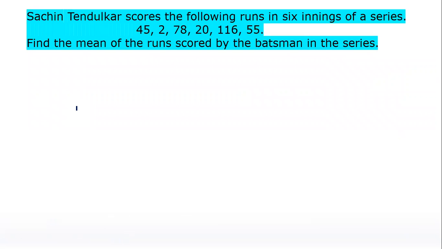Now let's take one more example. Sachin Tendulkar scored the following runs in 6 innings of a series: 45, 2, 78, 20, 116, and 55. Find the mean of the runs scored by the batsman in the series. So what would be the first step? According to the first step, we will add all these runs.